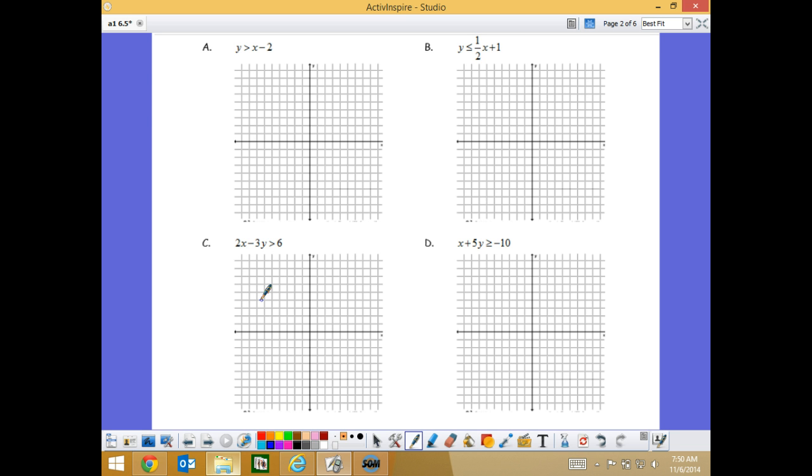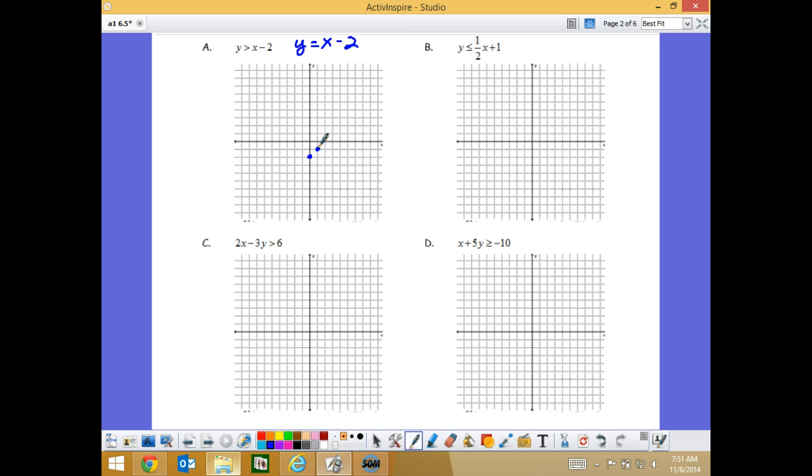So the first thing we're going to do is graph the line y equals x minus 2. Thinking back to what we know about lines, this is in slope-intercept form, where the y-intercept is -2 and the slope is +1. So we've got the general direction of the line. The next thing we need to determine is what kind of line this is.